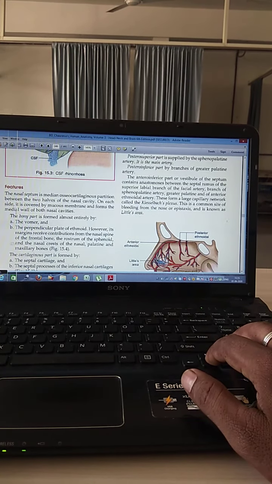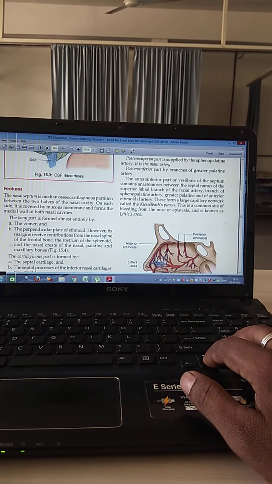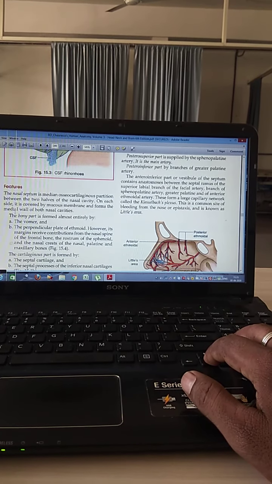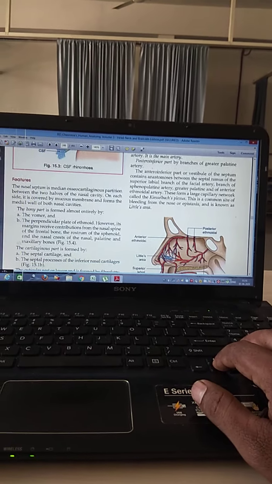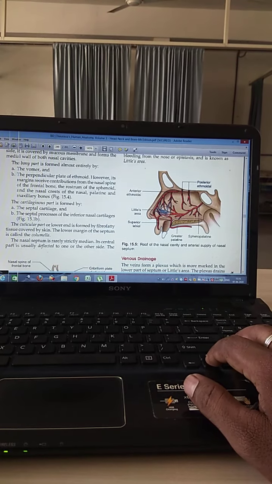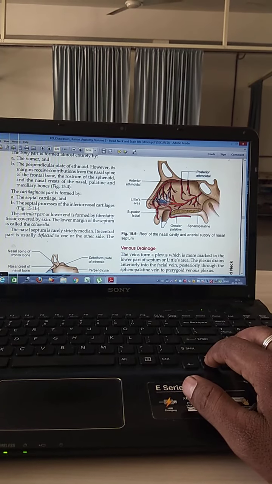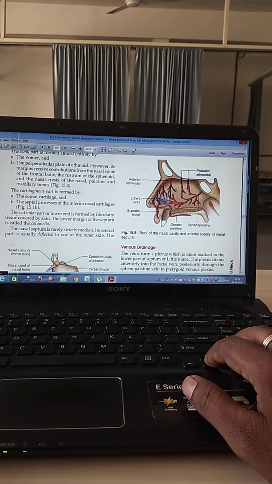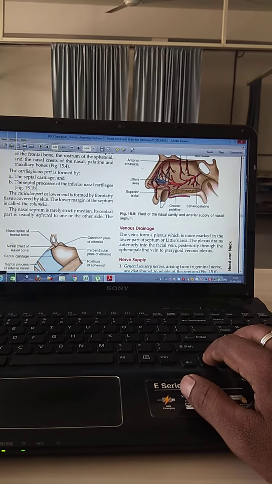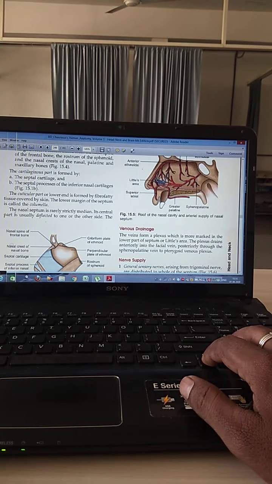The nasal septum is a median partition between the two walls of the nasal cavity. On each side, it is covered by the mucous membrane and forms the medial wall of both nasal cavities. The bony part is formed almost entirely by the vomer and the perpendicular plate of the ethmoid. However, its margins receive contributions from the nasal spine of the frontal bone, the rostrum of the sphenoid, and the nasal crest of the nasal, palatine and maxillary bones.